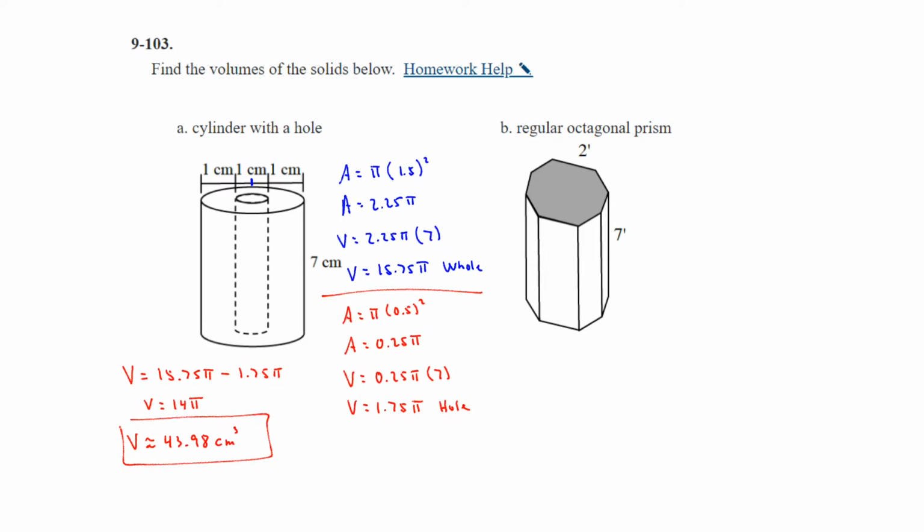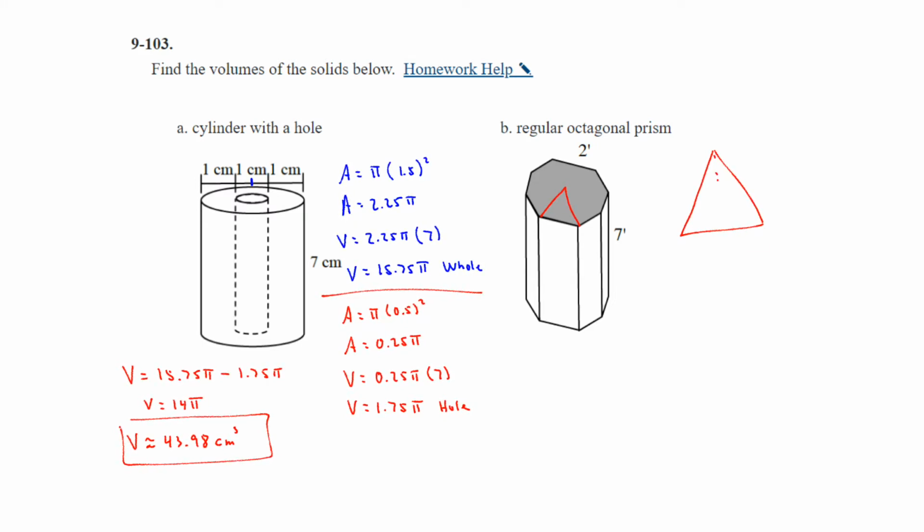So that's part A. Part B, we're going to look at a regular octagonal prism. So we're going to have to find the area of its base, just like we did the cylinder. So to find the area, we're going to be looking at the triangle that is formed here. So let's go ahead and I'm going to erase this for a second. I'm going to make that triangle a little bit bigger so I can work with it here.